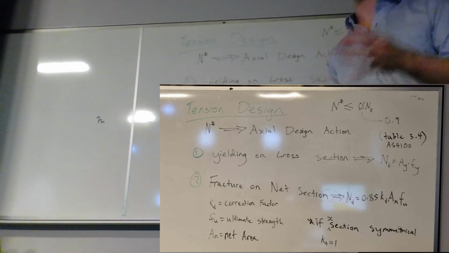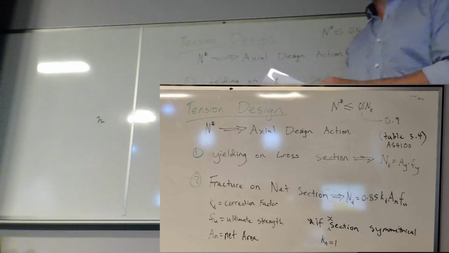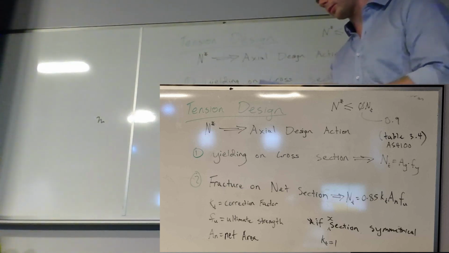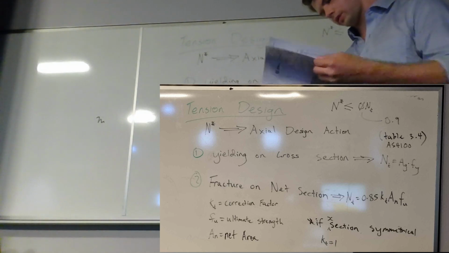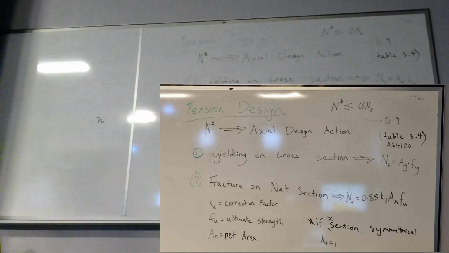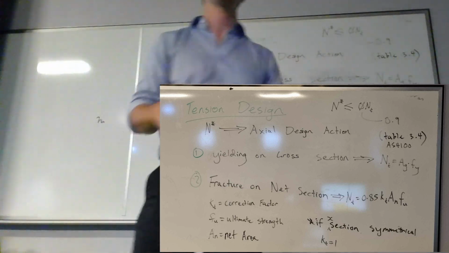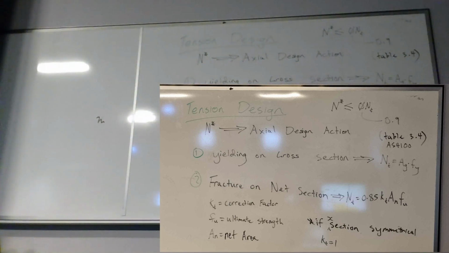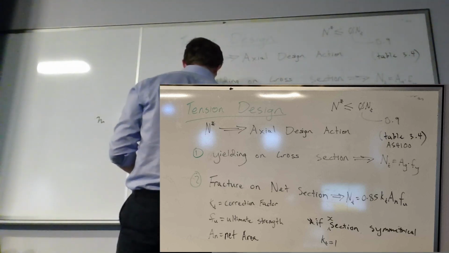Anyway, you just get a PDF of the standard. So you go to the table, table 3.4. It's basically just got all the factors for the different failure modes, different types of forces: compression, tension, bending. Okay, so yielding on gross section. The other failure mode, like we talked about before.